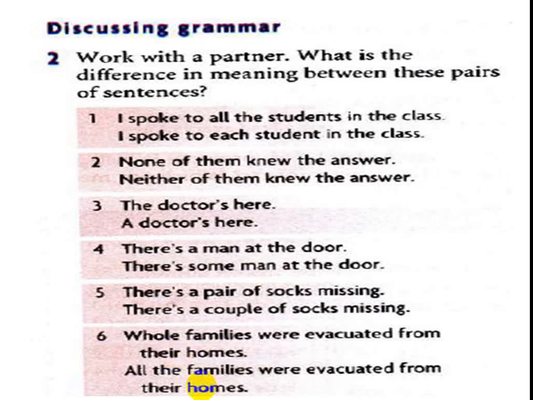Number six: whole families were evacuated from their homes, and all the families were evacuated from their homes. Here, whole families means everybody in each family, the mom, the dad, the kids, the grandmother, the grandfather. And all the families means the total number of families in the area.